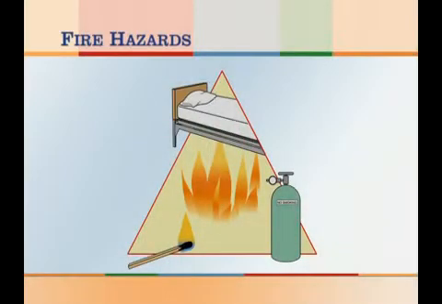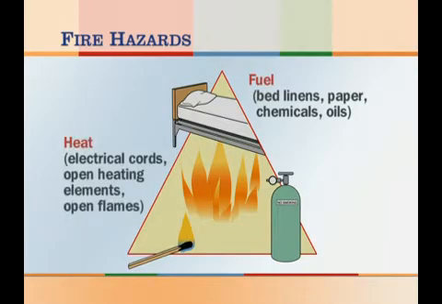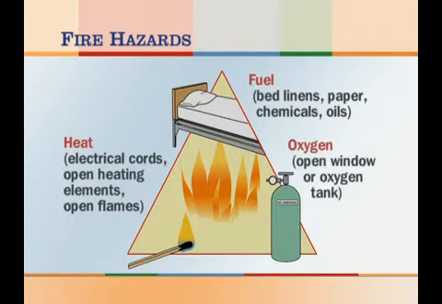One of the most frightening situations that people encounter is fire. How much more frightening then is a fire that threatens residents of a healthcare facility? People who are often too ill or disabled to get out of the way on their own. Fire hazards exist whenever you have the three elements of fire in close proximity. Fuel, such as bed linens, paper, chemicals, or oils. Heat, such as electrical cords, open heating elements or open flames. And oxygen, such as an open window or an oxygen tank.